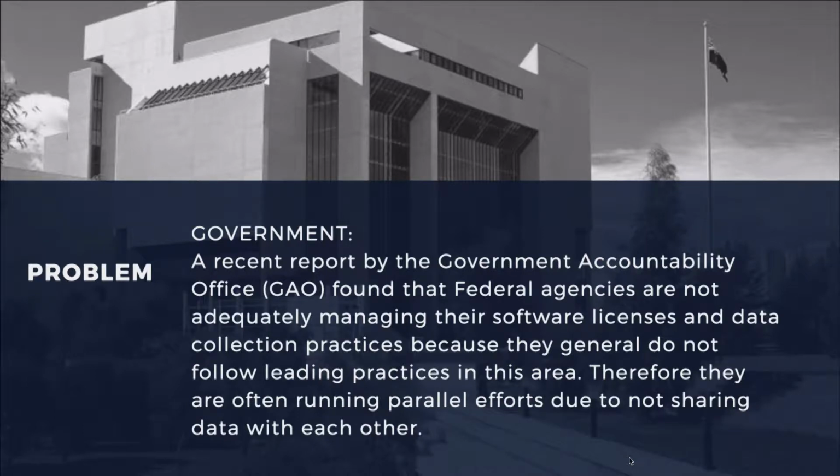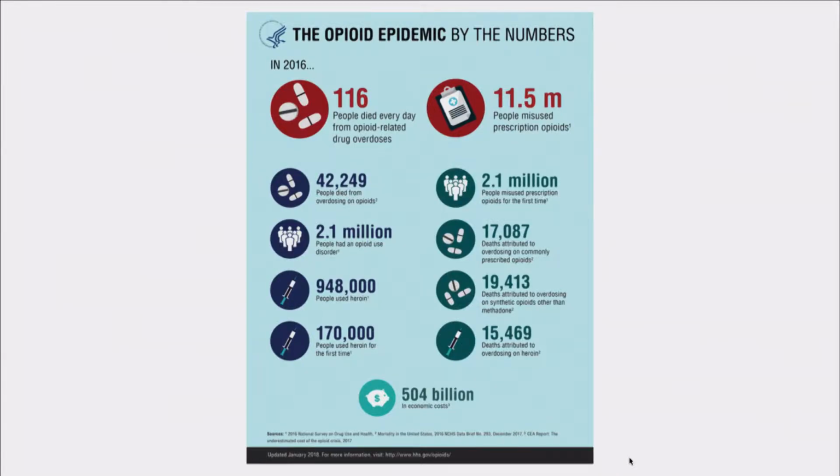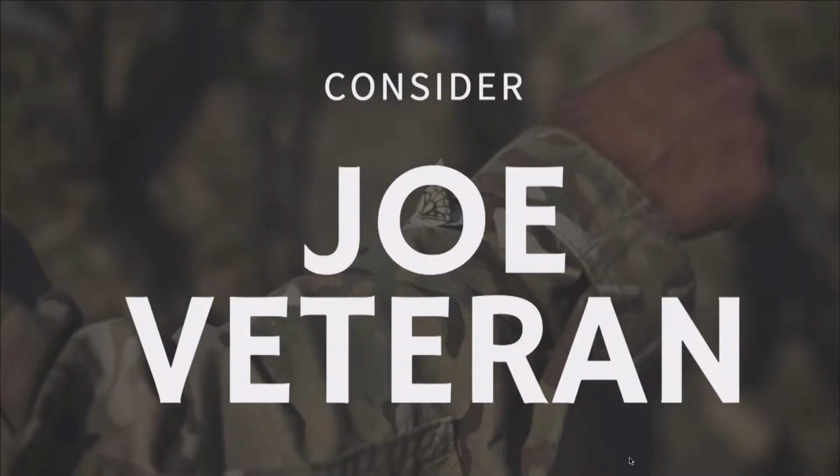So here's one example in government. Federal agencies, state, county, they might do the same kind of survey, same kind of funding for a special project. And they might not know what each other is doing. Why not share with each other instead of having parallel efforts? So we know about the opioid epidemic. $500 billion gone away. So let's hear about Joe Veteran.